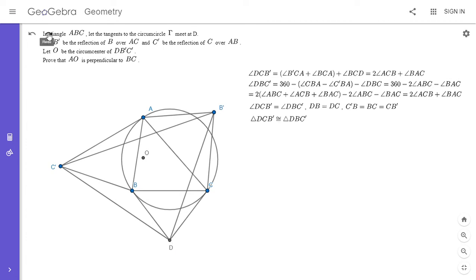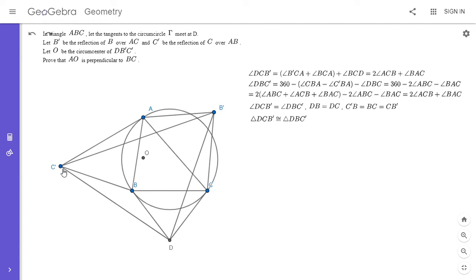So once we know that these two triangles are congruent, that means a rotation about D takes one triangle to the other triangle. And if that is the case, a rotation is a kind of spiral similarity. And so there's something I did here that I've seen in other problems before.